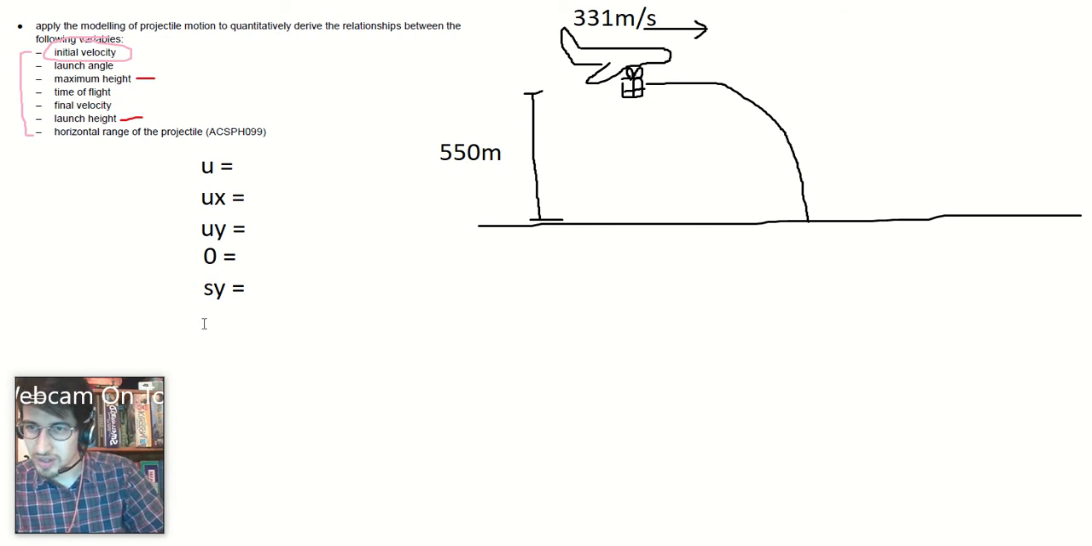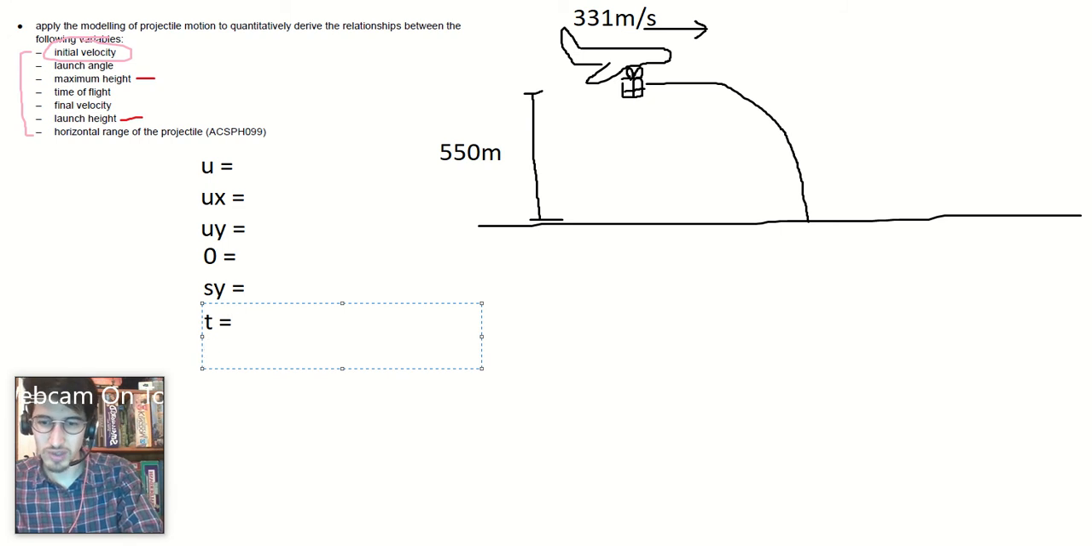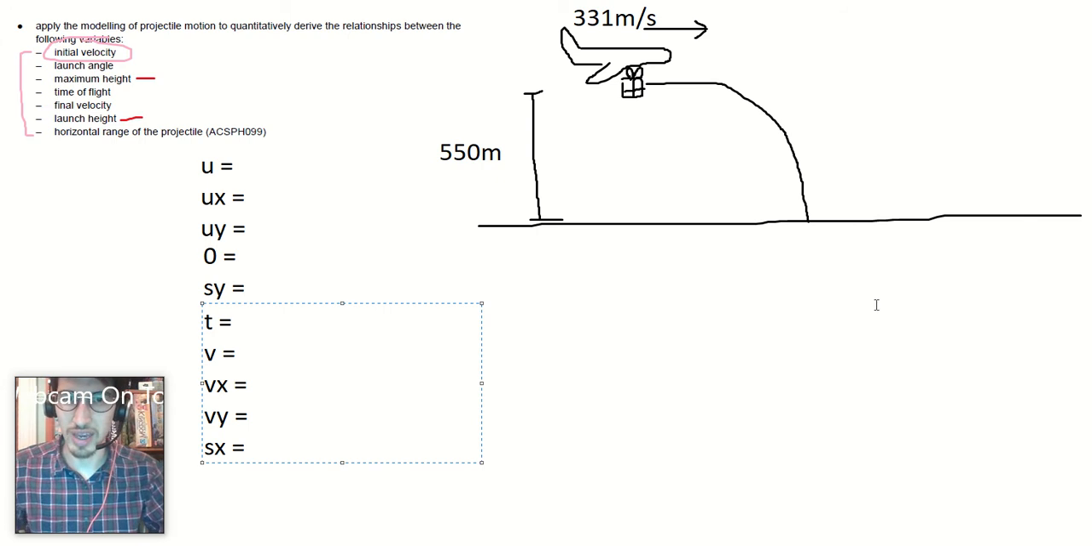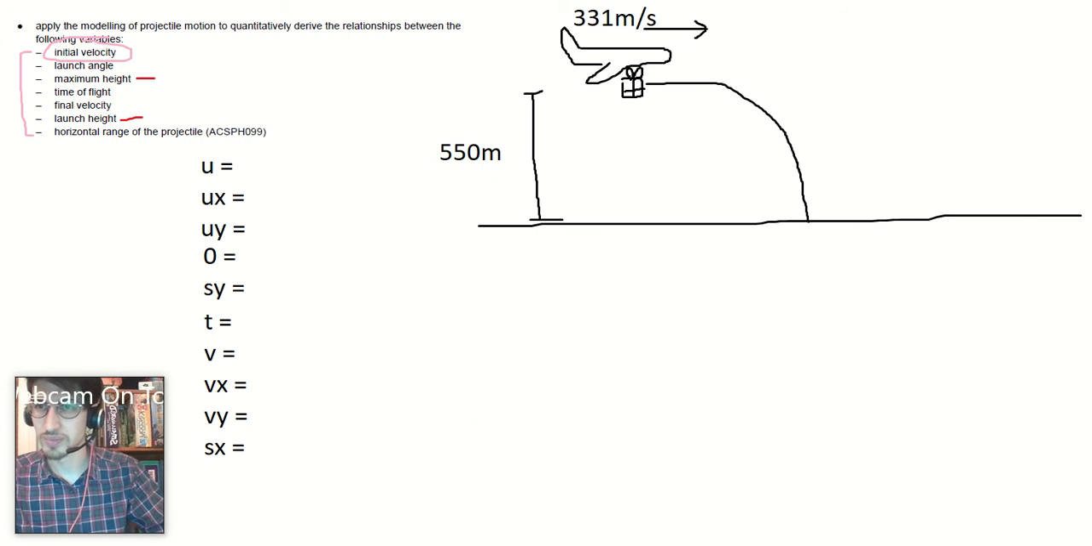Okay, then we also have the all-important time of flight. Time equals something. We have the final velocity, same as initial velocity. We've got v for velocity, but we're also going to have vx and vy, right? We're going to be treating those differently to each other. And the horizontal range, that's going to be sx. Okay, so we have all the variables we're trying to find. Now we just need to solve for them.